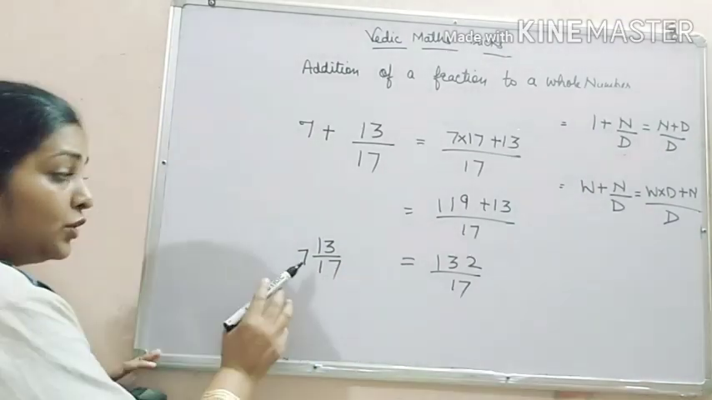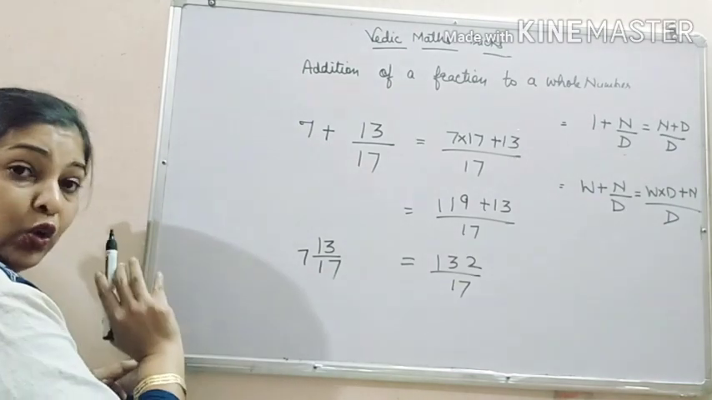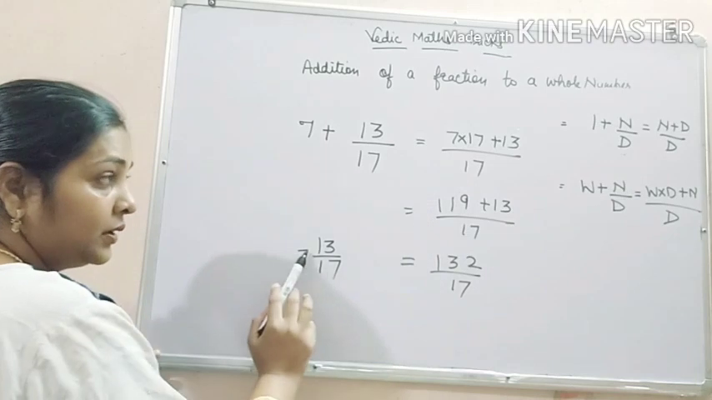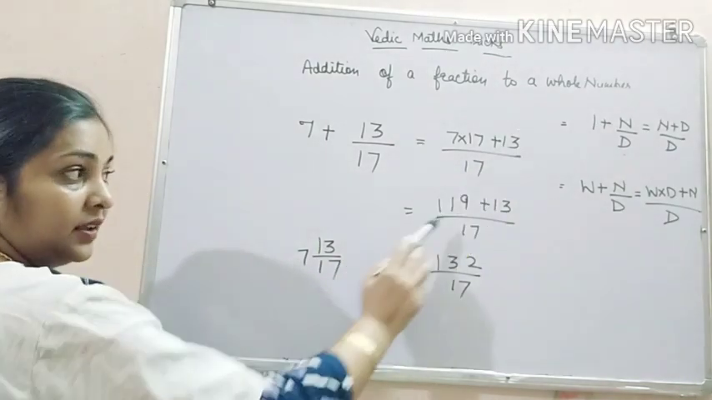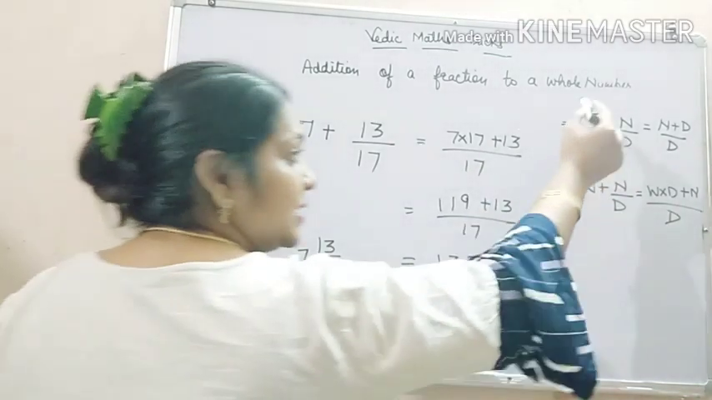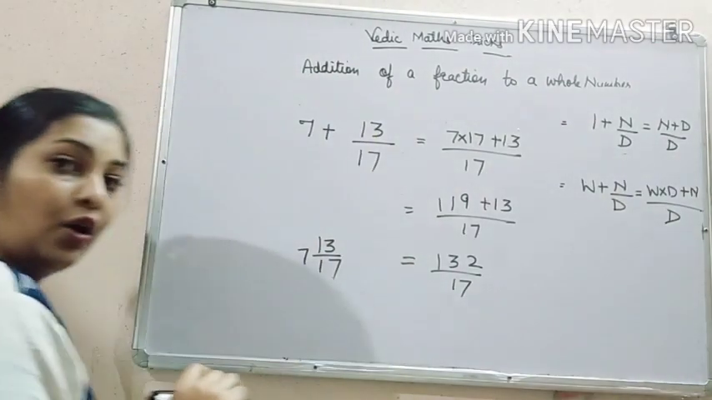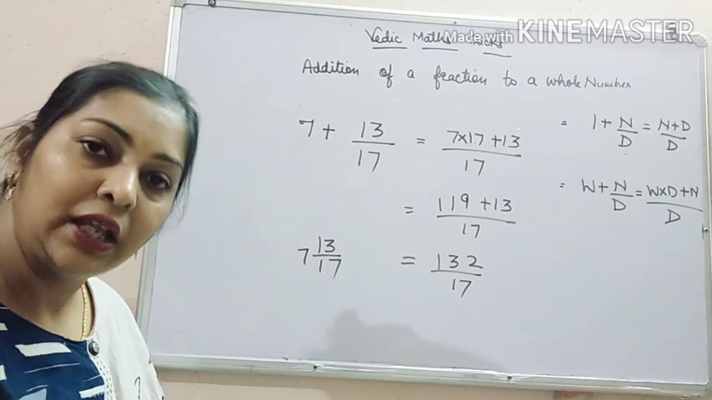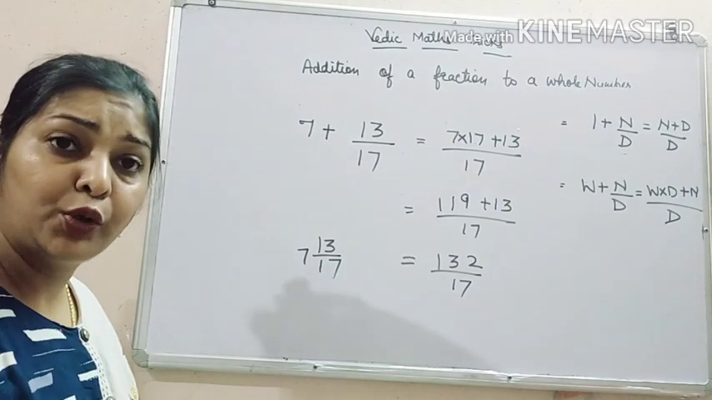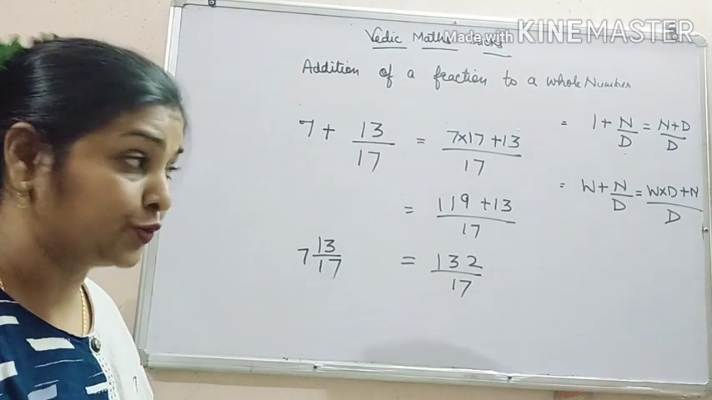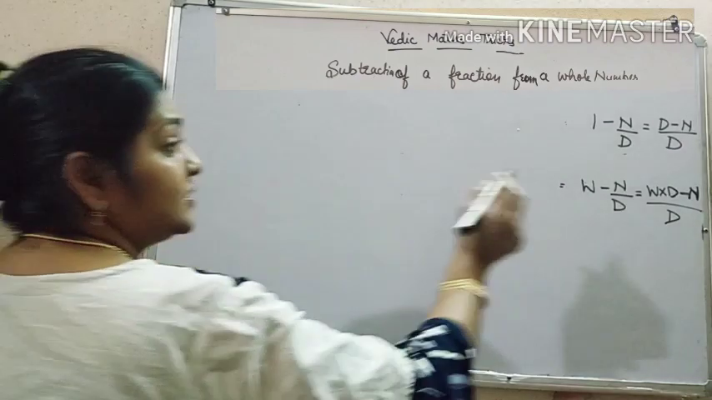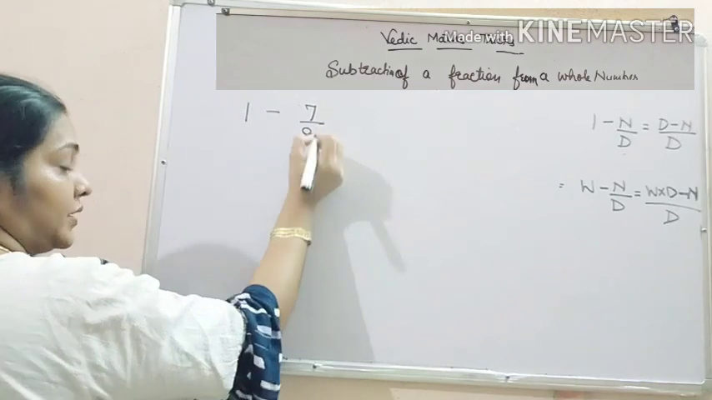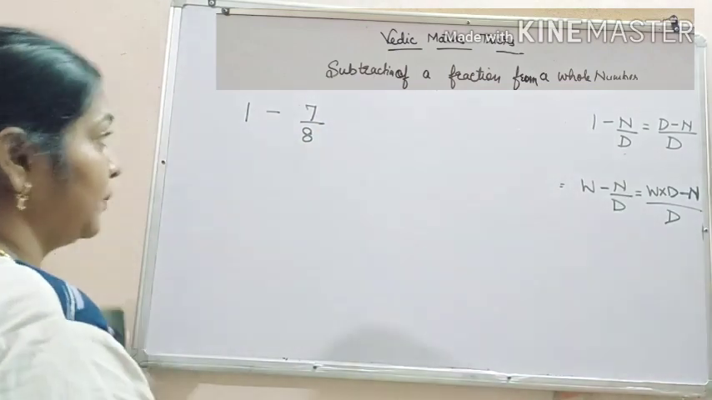See, when you convert mixed fraction into improper fraction, it is the same. 7 into 17 plus 13. Isn't it so? So either use this formula or convert it into mixed fraction and then to improper fraction. It is up to you which method you choose. Now, first of all we will take 1 minus 7 by 8.